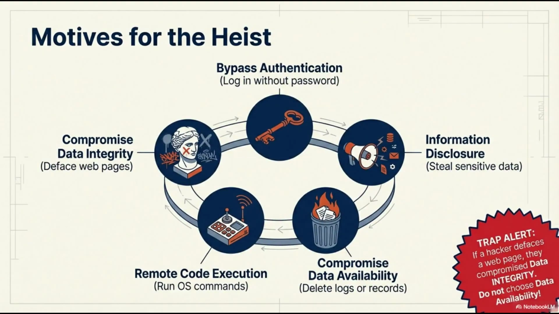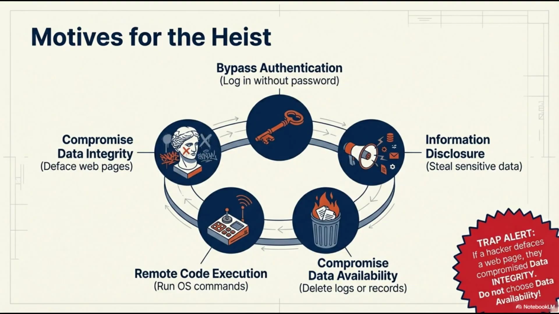Modifying prices leaves the data fully accessible, meaning availability is intact, but the data is no longer accurate. That is a textbook compromise of data integrity. The cascading impact could involve massive financial losses through artificially discounted transactions, severe reputational damage, and a complete loss of customer trust once the manipulation is discovered.